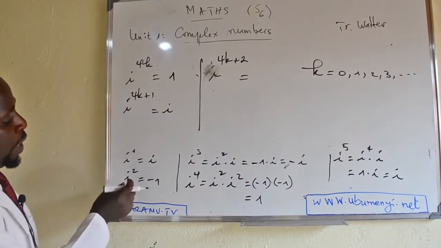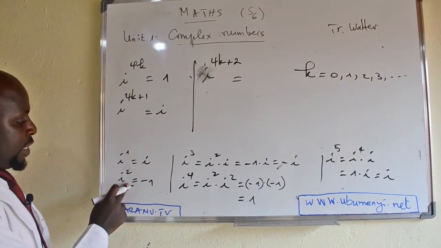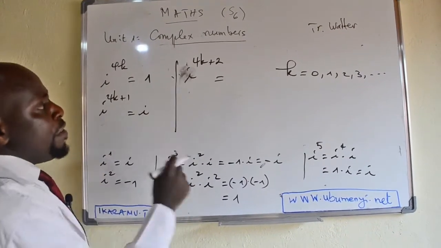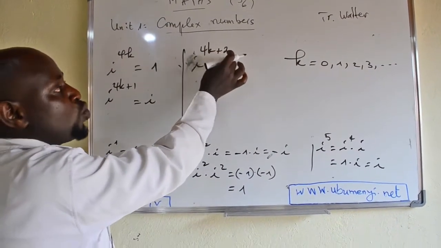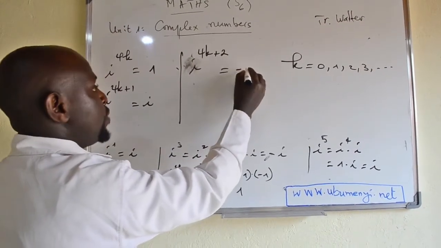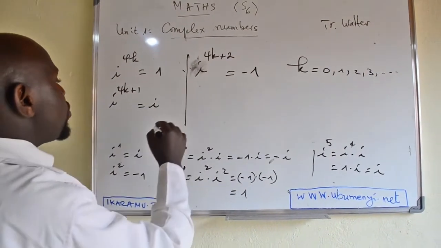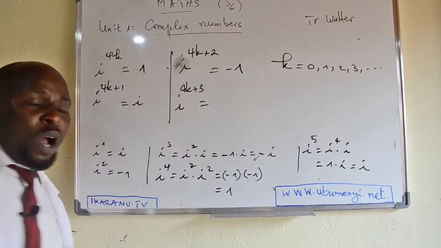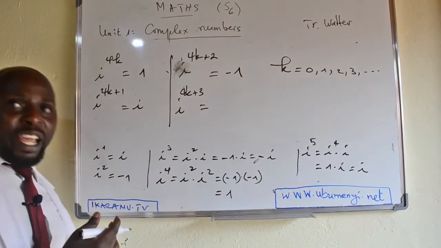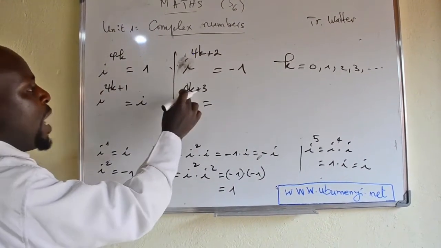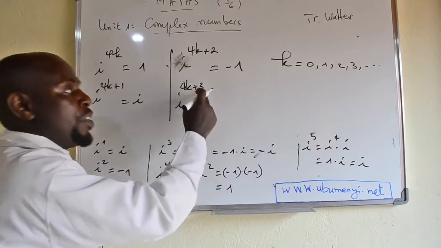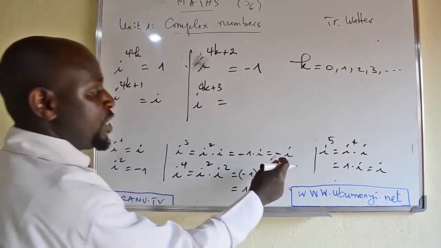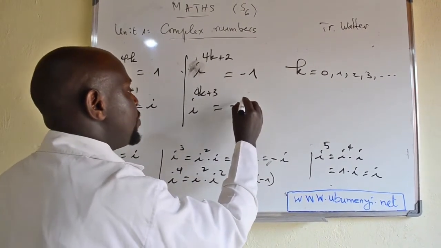If k equals 0, we shall have this example: i power 2, which is equal to -1, and which means that whenever we have i power 4k plus 2, this will be equal to -1. So wherever we have now i power 4k plus 3, this will be equal to what? A good example is that you can set again k to be 0. If k becomes 0, we shall have i power 3, which is the good example we have here, which is -i. This will be now -i.